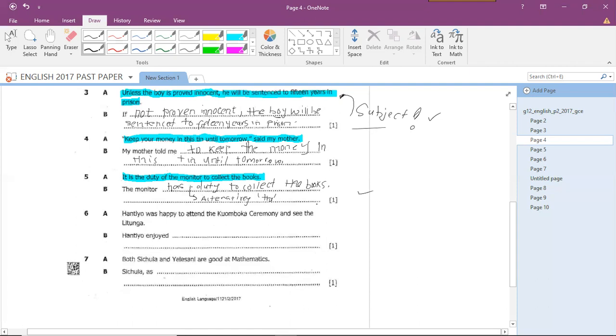Again, depending on the person marking you. But here, your only work is to maintain the same meaning. So here we've maintained the same meaning. The monitor has duty to collect the books, or the monitor has the duty to collect the books.